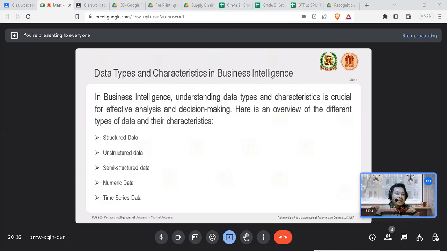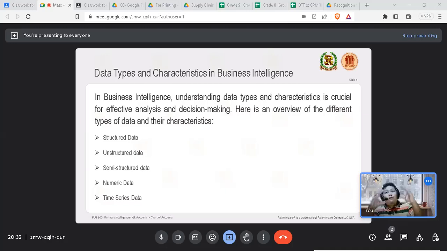Next is numeric data. So what is numeric data? Numeric data is also known as quantitative data. Take note of the term. Numeric data is also known as quantitative data. So what does it mean? It is a type of data that represents numeric values, or what is the other term? Measurements. So numeric values or measurements.